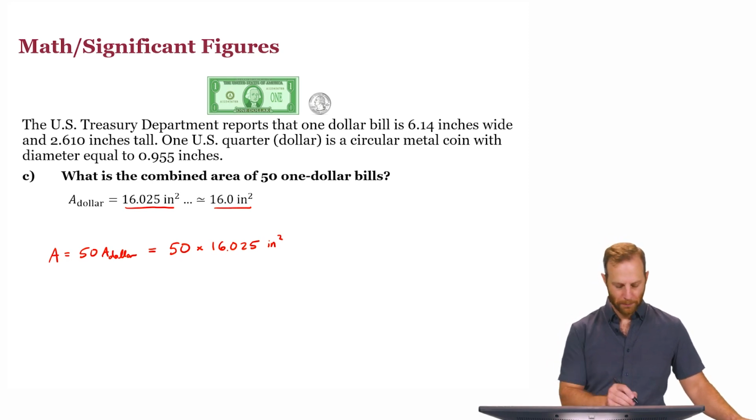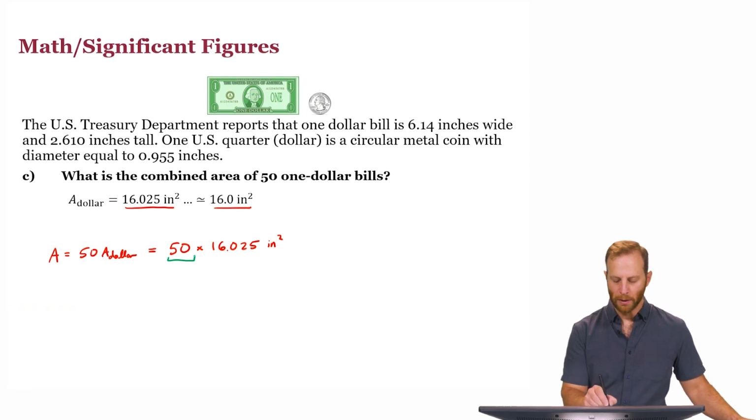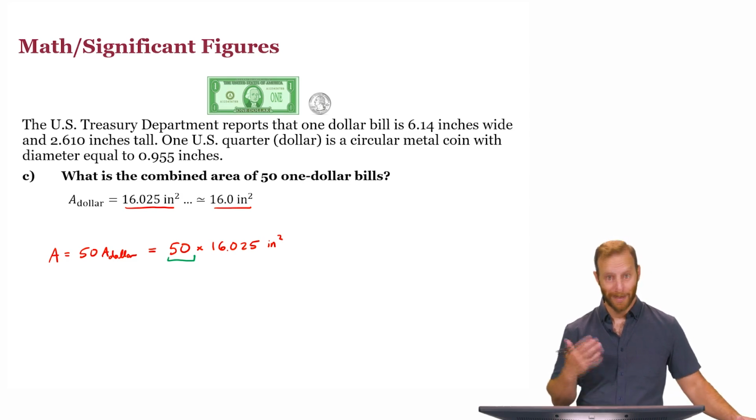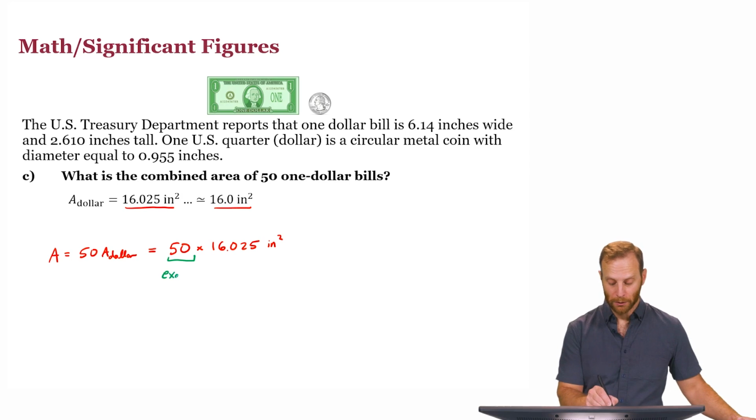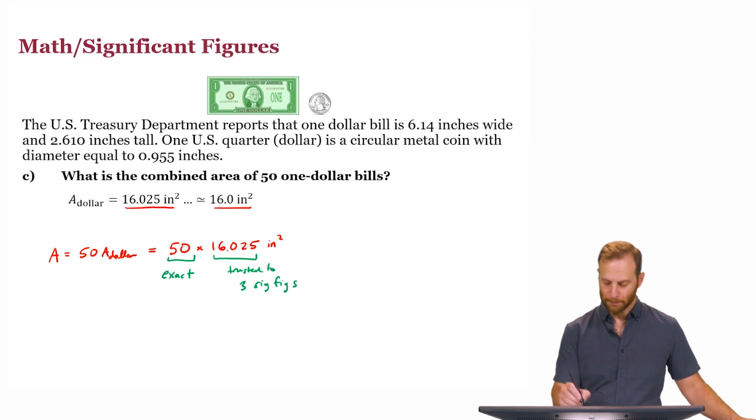and only at the end do we round. Now, as I stare at this computation, you see the number 50 looks like it has only 2 sig figs, and on some level that's correct. But when you're counting things, almost always we assume that the uncertainty is 0. We know that there are exactly 50 single dollar bills here, so this is exact. This is trusted to 3 sig figs, and so what I should do is do this multiplication and then round to 3 sig figs at the end.